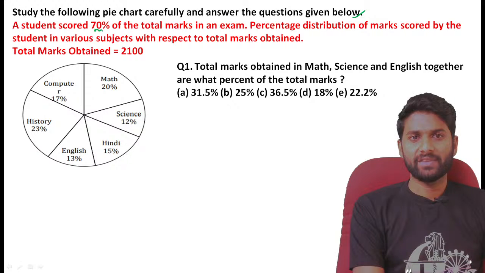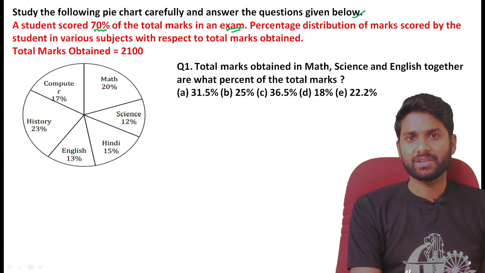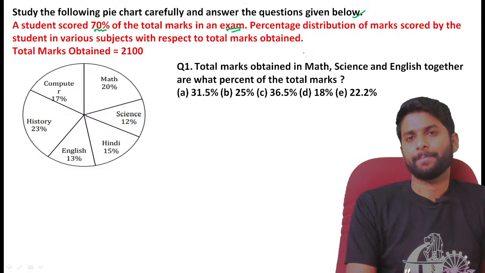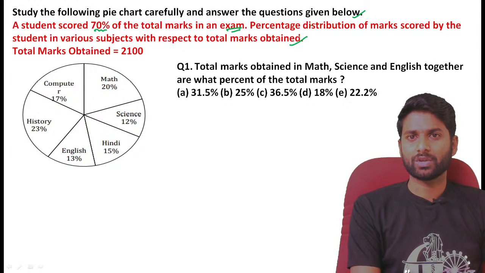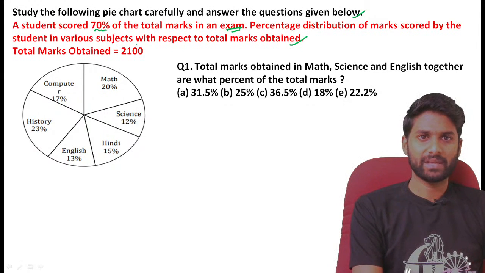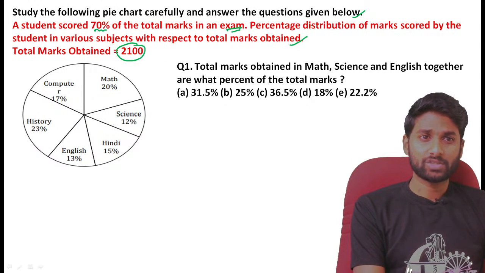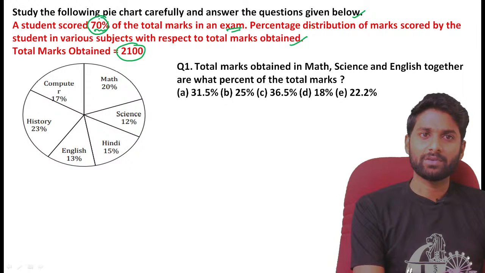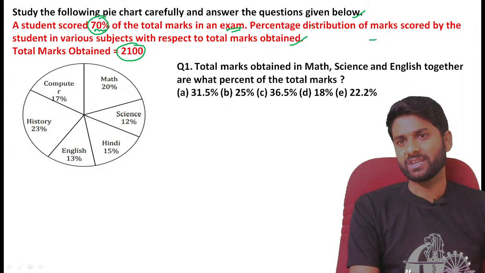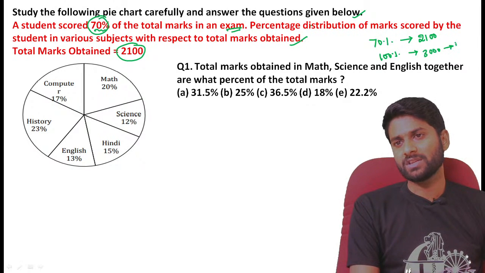A student scored 70 percentage of total marks in an examination. Okay, they got 70 percentage of marks. The percentage distribution of marks scored by the student in various subjects is with respect to the total marks obtained. The total marks obtained is exactly equal to 2100. Now, 2100 is the total marks obtained by the student, point number one. In terms of percentage, it is equal to 70 percentage. So what is the major information here? 70 percentage of score is equal to 2100. Now the 100 percentage value becomes equal to 3000. Here 3000 is the total marks.